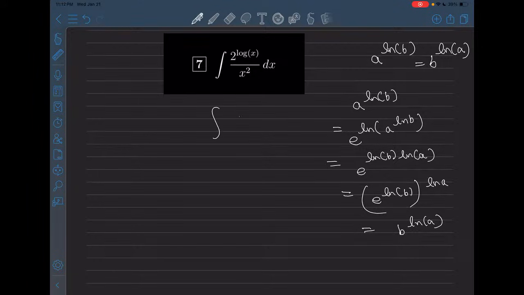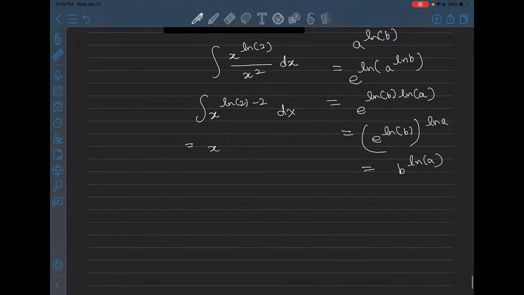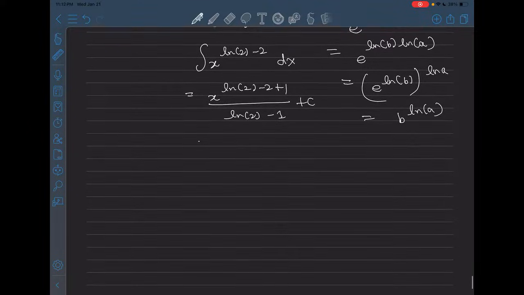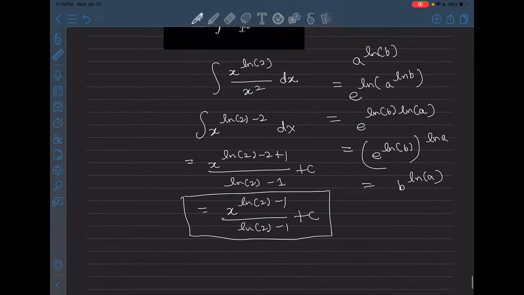Because if you know that, then this is just x to the power ln 2 divided by x square, right? And now this is pretty easy, because this is just x to the power ln 2 minus 2 dx. And now the exponent is not minus 1, so I can just use the power rule: x to the power ln 2 minus 2 plus 1, divided by ln 2 minus 2 plus 1, plus c. So yeah, that's the answer: x to the power ln 2 minus 1 divided by ln 2 minus 1, plus c. Do you see it, guys? This was actually a very interesting problem, right?